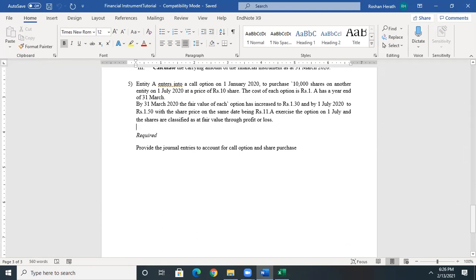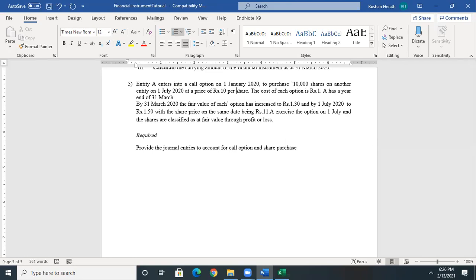So you have entered into a kind of a call option to purchase the shares of another entity at a price of rupees 10 per share. The cost of each option is rupees 1. So at the time you enter into the contract, the fair value of this option is rupees 1.